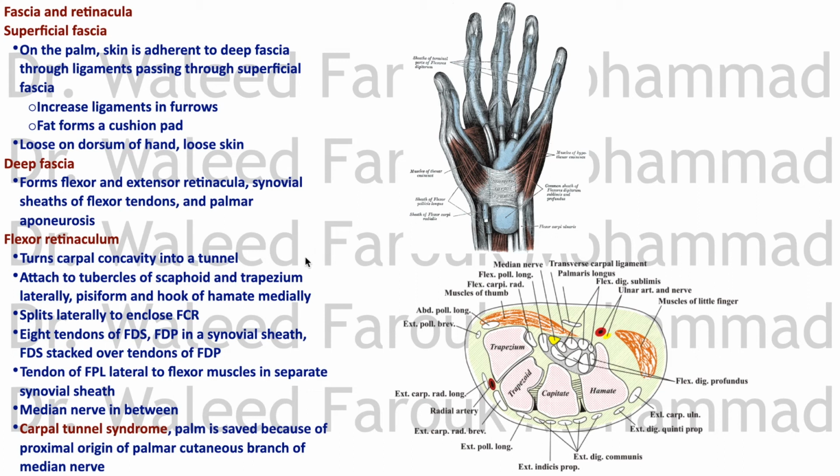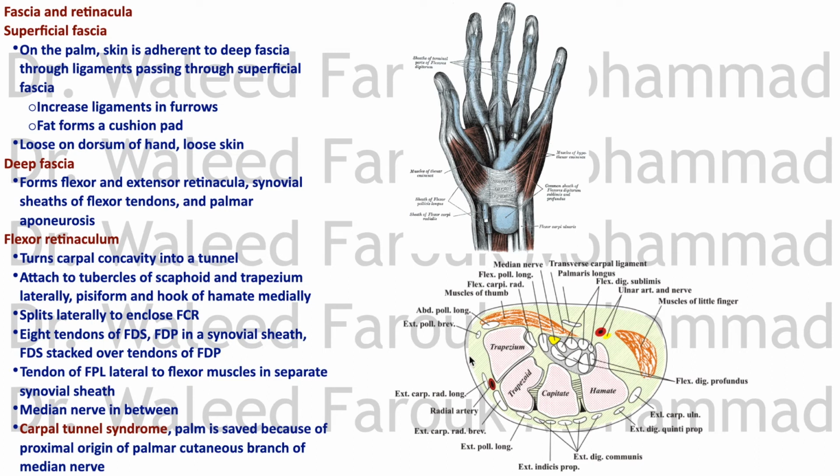We'll study it soon. The flexor retinaculum turns the carpal concavity into a tunnel, as you can see here. It attaches to the tubercles of the scaphoid and trapezium laterally and the pisiform and hamate medially. It splits to enclose the flexor carpi radialis muscle. This is a cut section of the carpal tunnel.